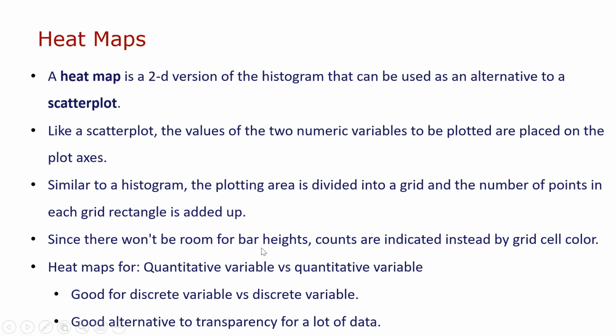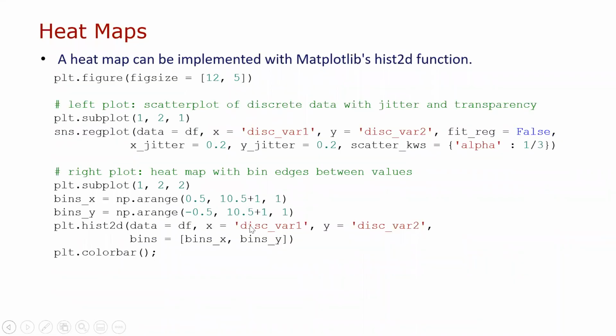Since there won't be room for bar heights, counts are indicated instead by grid cell color. So when do we use heat maps? For quantitative variable versus quantitative variable. Also good for discrete variables. It is a good alternative to transparency for a plot of dense data. So these are important things. I can use a heat map for quantitative versus quantitative, and discrete versus discrete variables. Okay, how to use it? This is how to use it. I'm going to show you quickly.